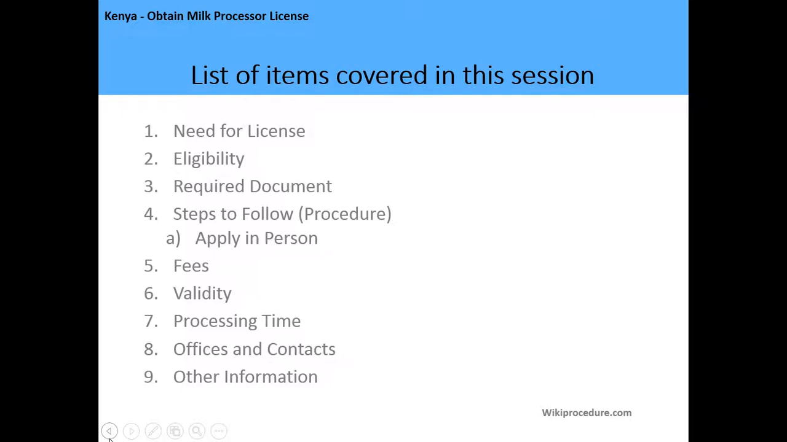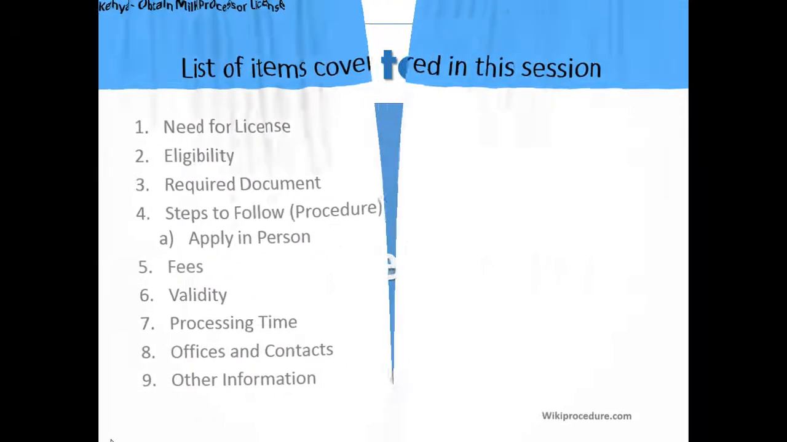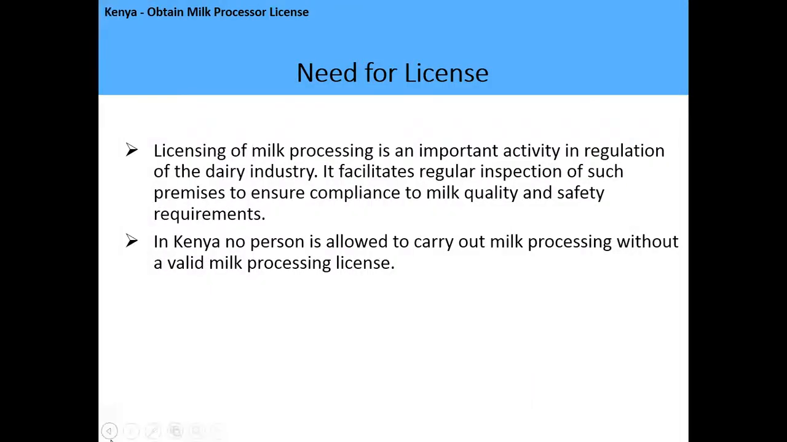The list of items that we're going to cover in this session include the need for a license, the eligibility criteria, the required documents, steps to follow in making the applications, the fees, the validity period, processing time, office location and contact information, and any other information that we may find relevant on how to obtain the milk processor license in Kenya. So welcome to our presentation today, which is brought to you by wikiprocedure.com.